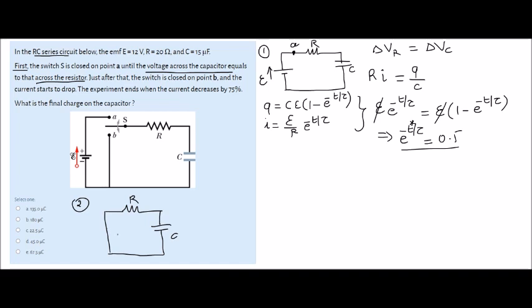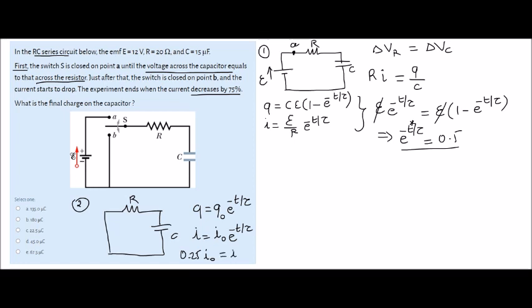C, R. The experiment ends when the current decreases by 75%. Question, what is the final charge on the capacitor? So what can we say here, what is the charge? That's the initial charge times exponential minus t over tau. And what is the current? That's the initial current times exponential minus t over tau. Okay? So what they say here, the current decreases by 75%. So it means the current now, if it decreases by 75%, what is it now? 25% of its initial value.